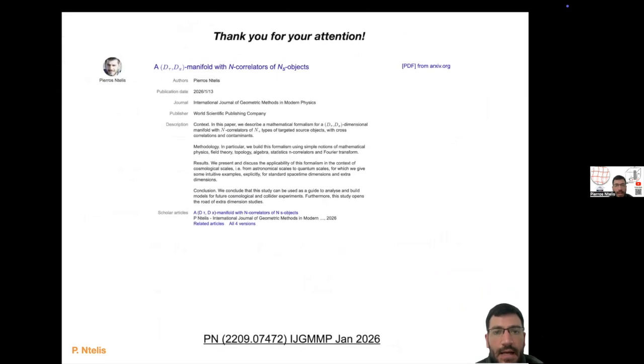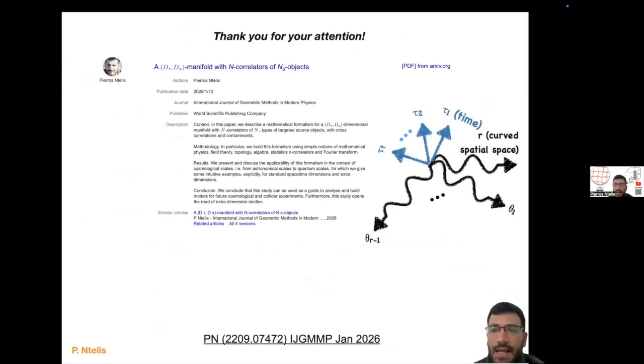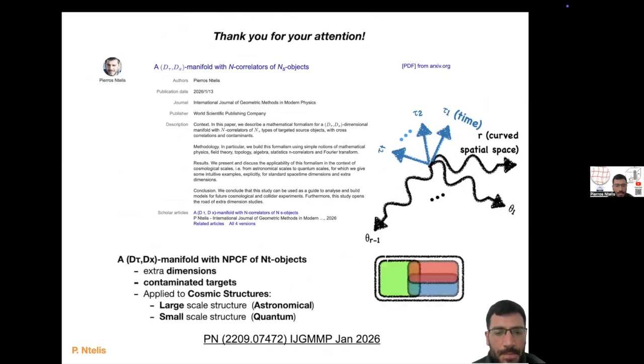So as a take-home message, I would like to discuss that these ideas incorporate extra dimensions. So we can build our mathematical models into extra dimensions and try to see how observable measurements can impact these estimates from extra dimensions. And this is applicable for targets and contaminated targets in order to have some control estimates of how the quantum fields, all the astronomical fields are evolving as a function of time and space. And therefore, this is applicable to cosmic structures, to large-scale structures, astronomical ones, and small-scale structures, quantum ones.